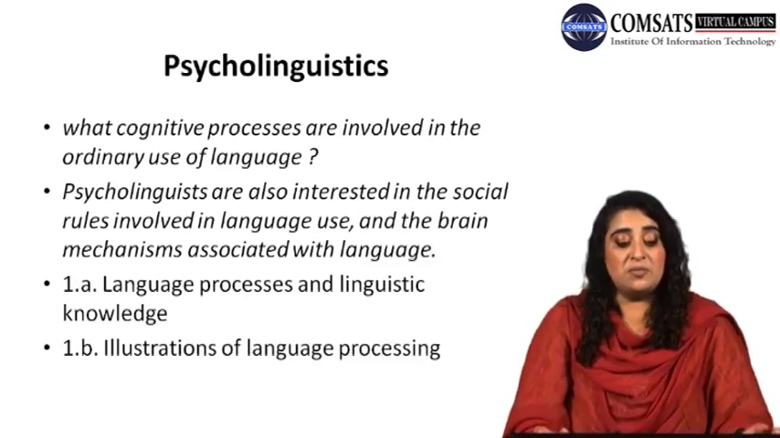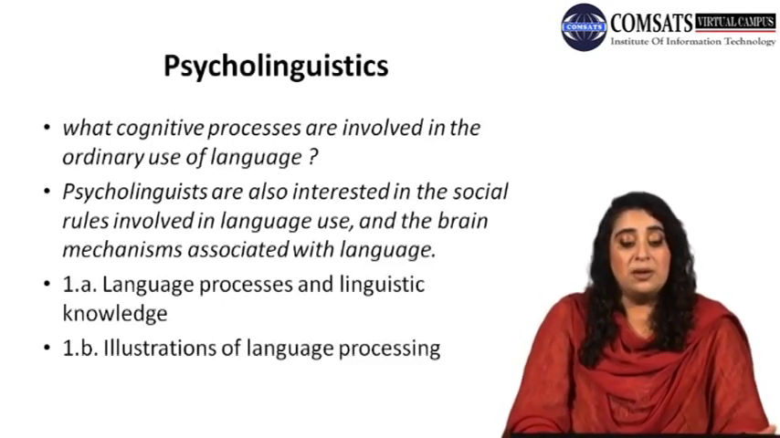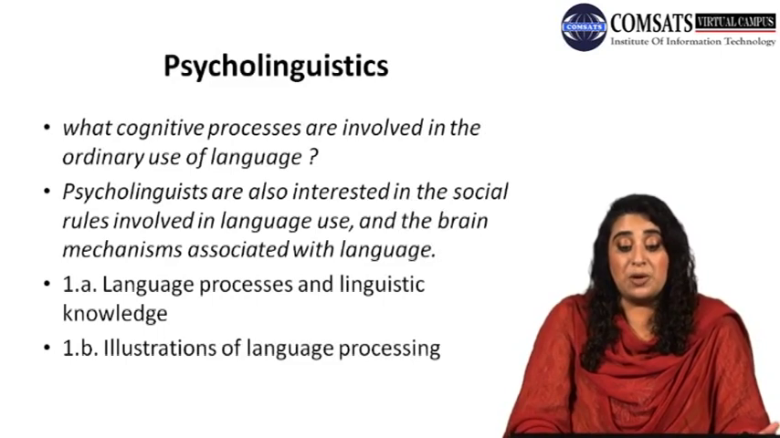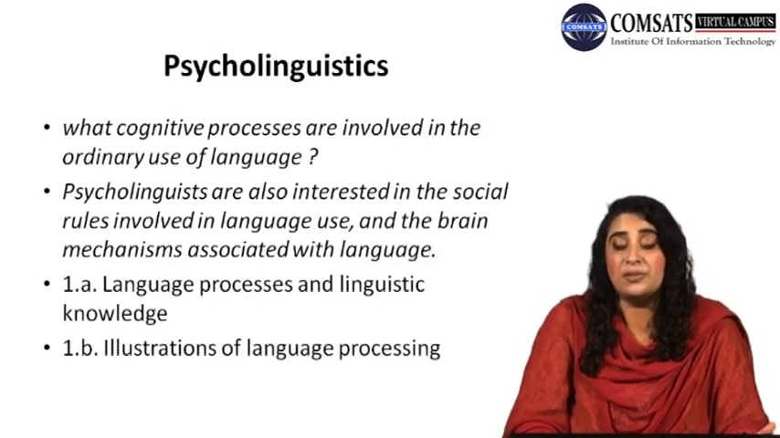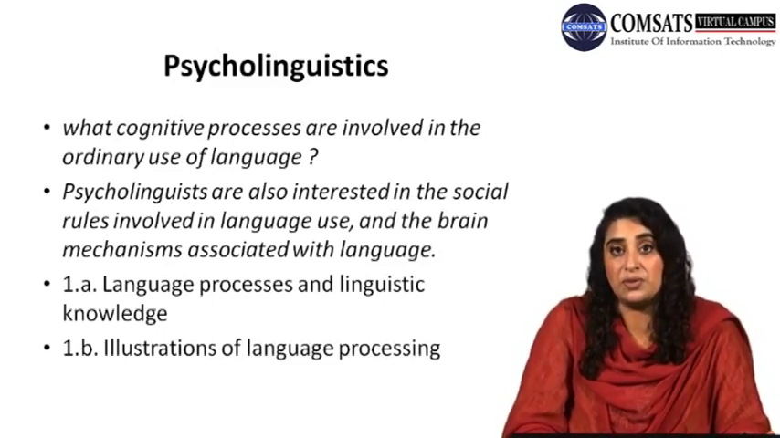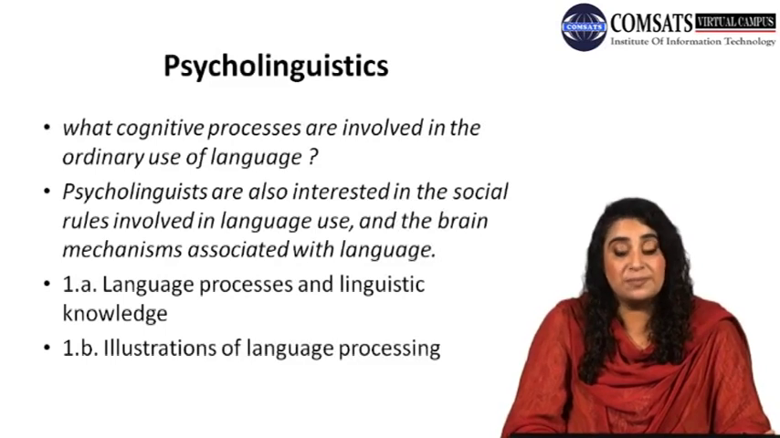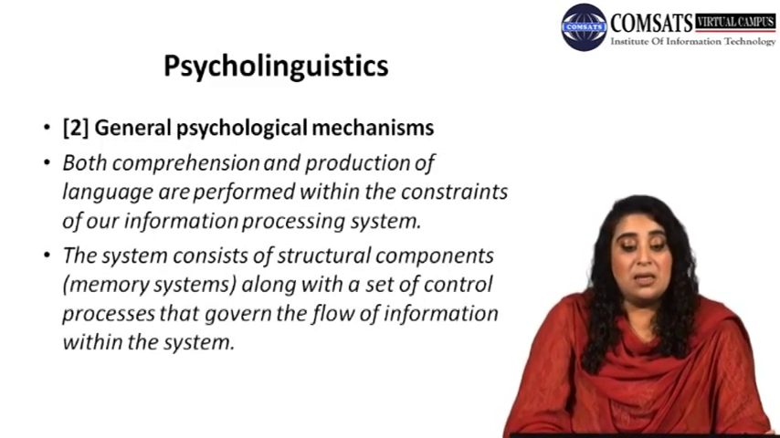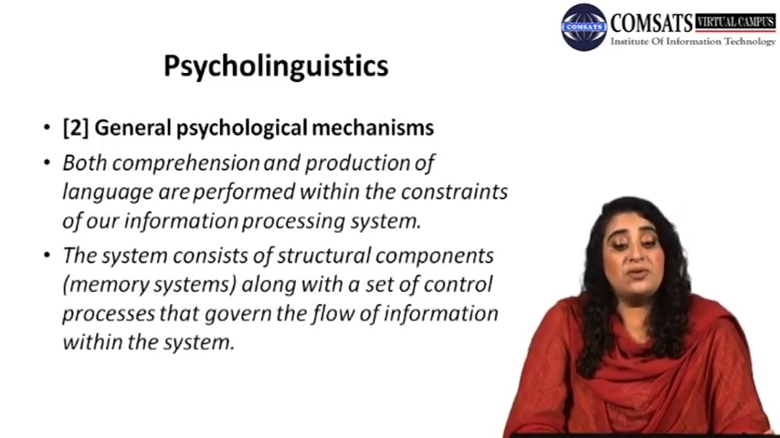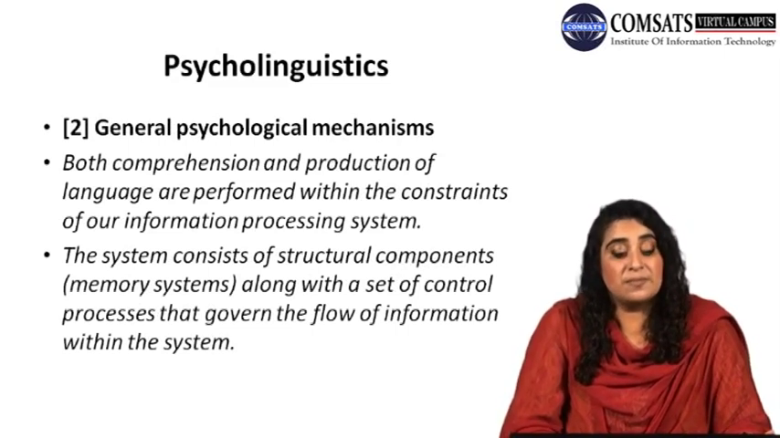So continuing this point, we would say, number one, language processes and linguistic knowledge. That means how the language is processed and how much linguistic knowledge we have. B would be illustrations of language processing. So further on, then, general psychological mechanisms.